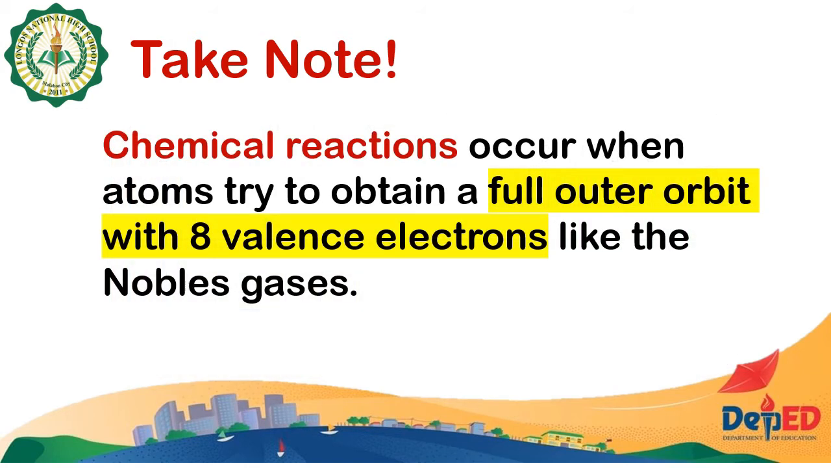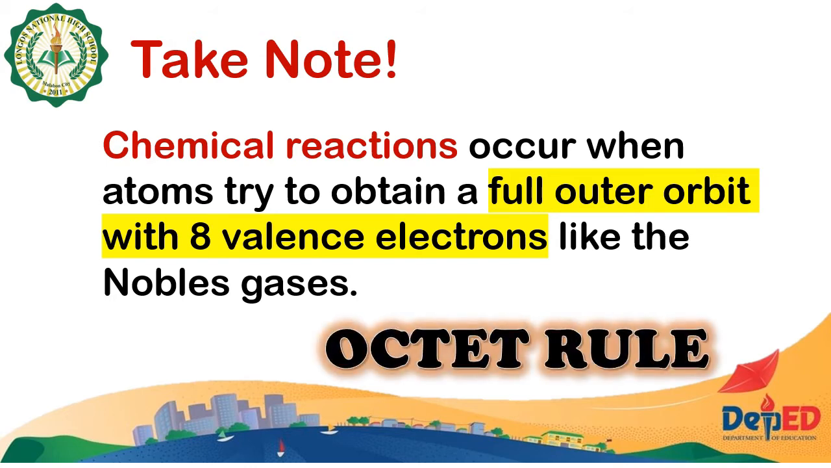Take note, class. Chemical reactions occur when an atom tries to obtain a full outer orbit with 8 valence electrons, like the noble gases. An atom with 8 electrons in its outer orbit is very stable. This rule in chemical bonding is called the octet rule.